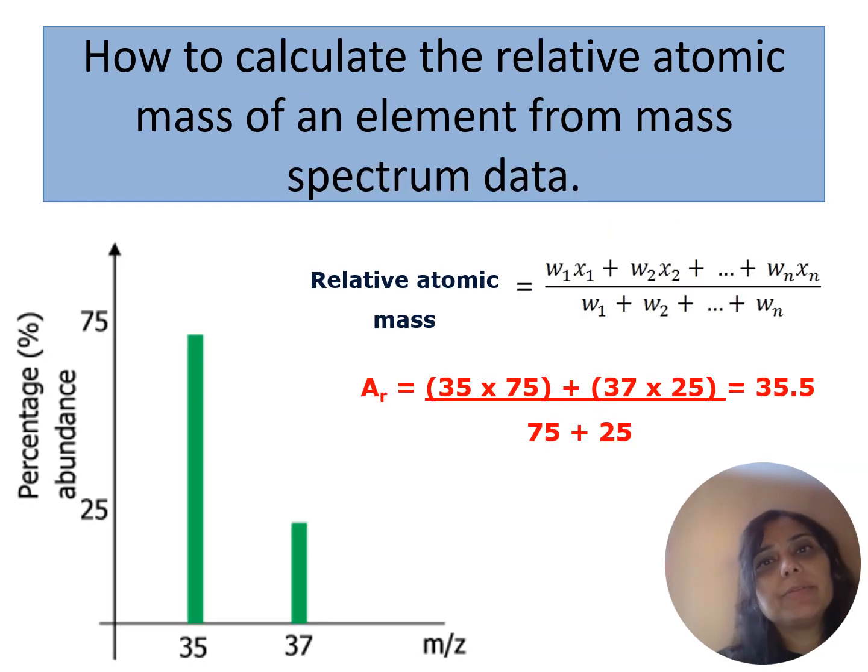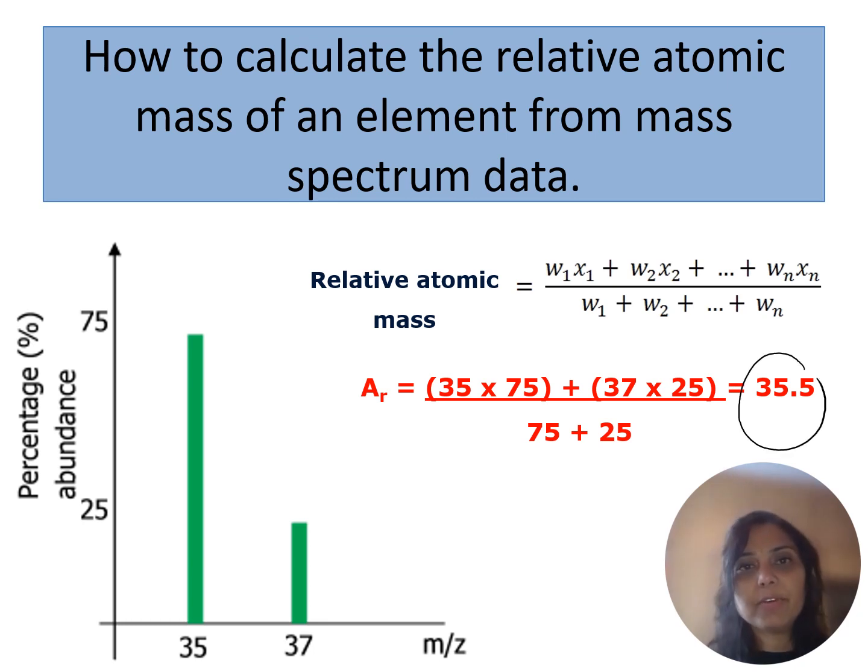So what you do is, if you've been given multiple abundances, you use the abundances. You had 75% abundance of chlorine 35, you multiply the two numbers, then you have an abundance of 25% of chlorine 37, you multiply them, you add them up, and you divide by 100. And if you look at the periodic table, you'll see chlorine is 35.5.